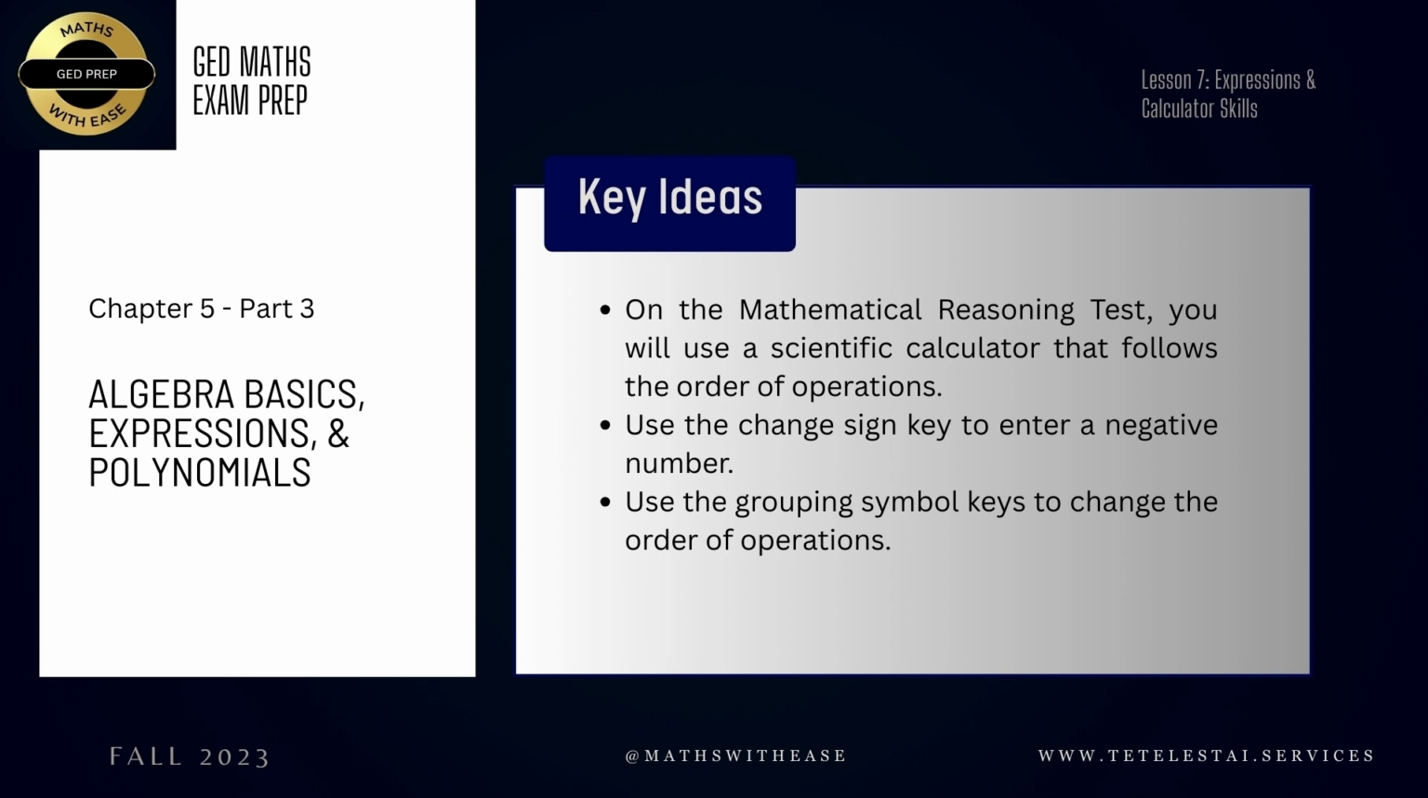Key ideas: on the mathematical reasoning test, you will be using a scientific calculator, as you already know, and you want to make sure that you're following the order of operations, as I mentioned in the last class as well. Use the change sign key to enter negative numbers. Use the grouping symbol keys to change the order of operations.